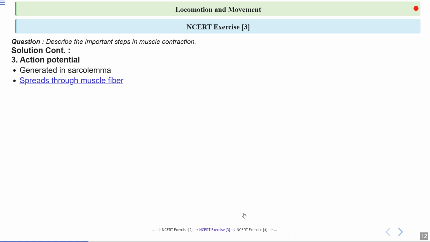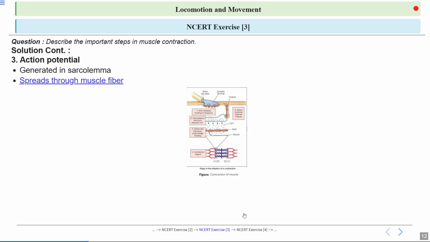Once the action potential is created, it spreads throughout the entire muscle fiber. It's like a wave traveling across a pond when you throw a stone in it. The signal moves quickly to make sure the whole muscle gets the message at the same time. So we have already talked about the different steps that are involved in contraction of muscle.